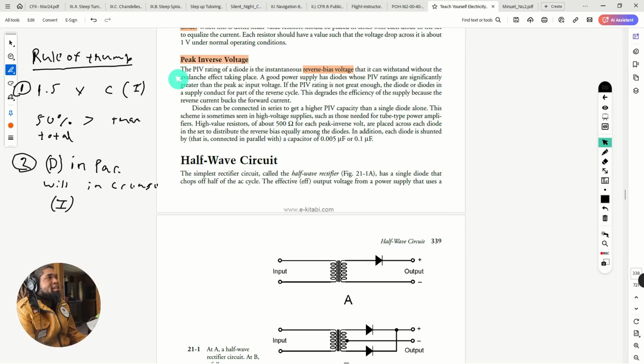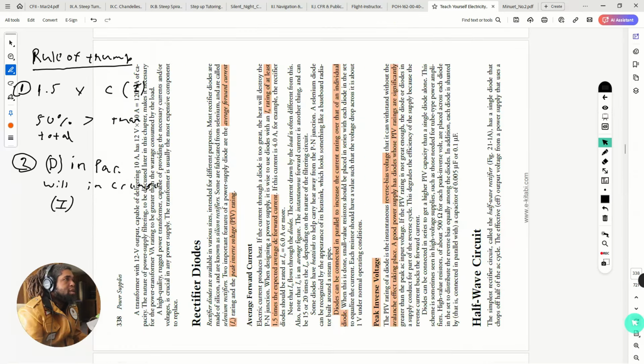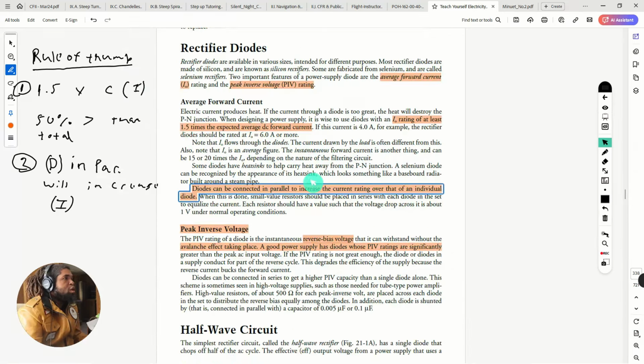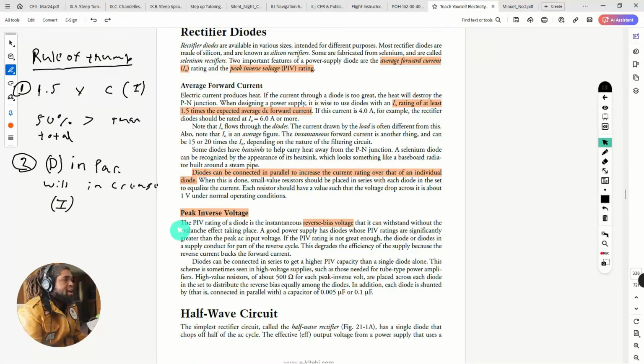So the avalanche effect, basically what he's talking about there is the breakdown voltage that might happen with the diode. We've talked about diodes before, but we can talk about this briefly here.